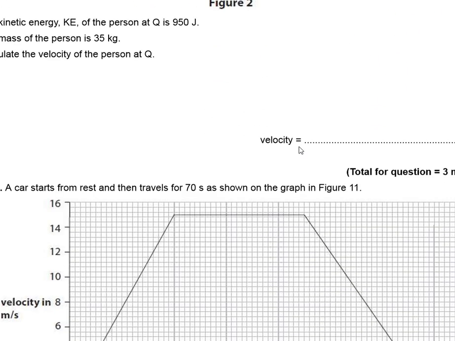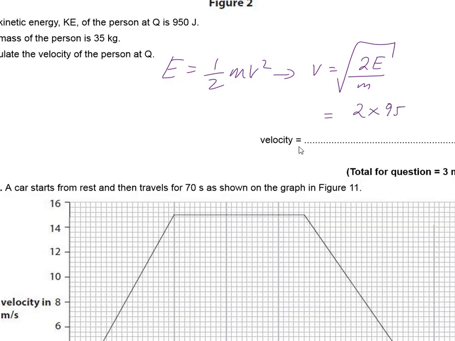Okay, so this is kinetic energy. Alright, so we should know this already. So rearrange: we have 2 times kinetic energy over mass, and square root the whole thing. So 2 times energy over the mass, the whole thing needs to be square rooted, and then the answer is going to be calculated very quickly.